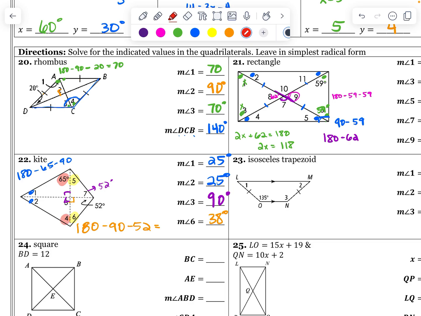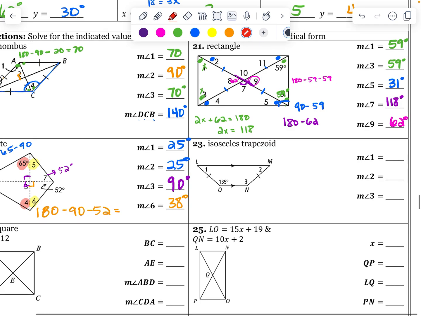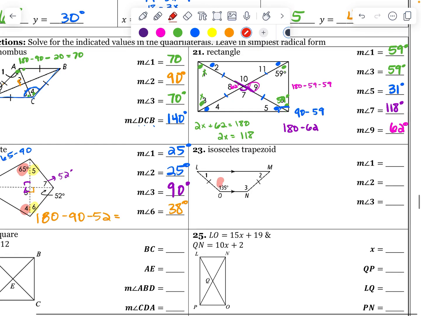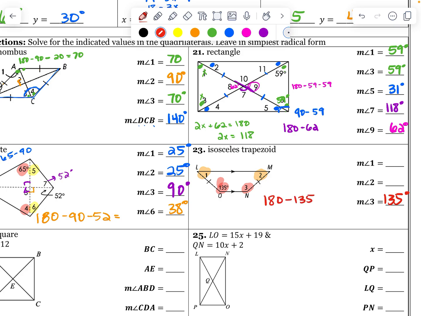Just trying to remember some of our rules here. Isosceles trapezoids, base angles are the same. And also, that means the top angles are the same. So you're equal to you, you're equal to you, and then the ones next to each other are supplementary. So I know that 3 has got to be 135. And now I can figure out 1 and 2. 180 minus 135. I'm going to do it in a different color. That way it stays orange.